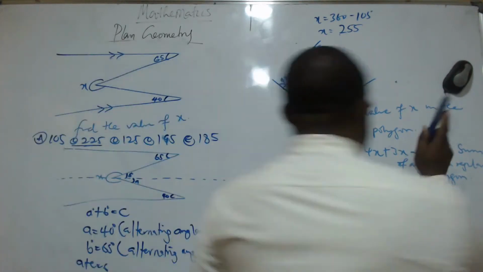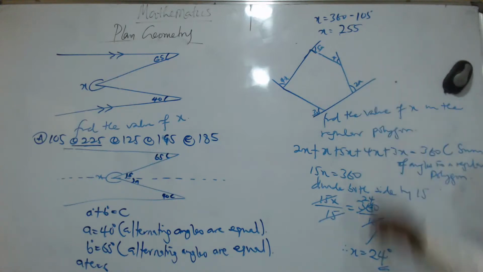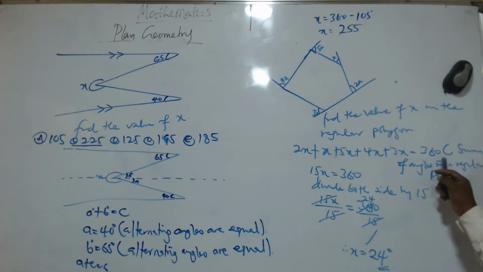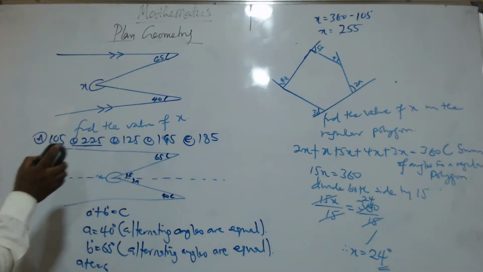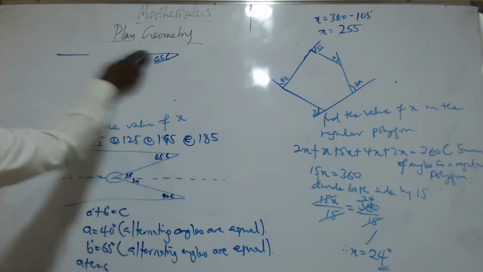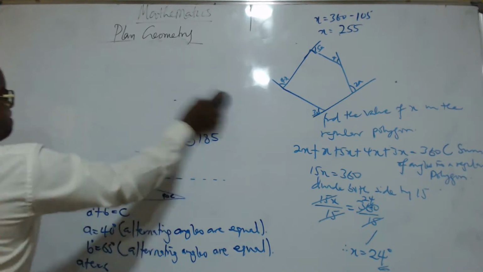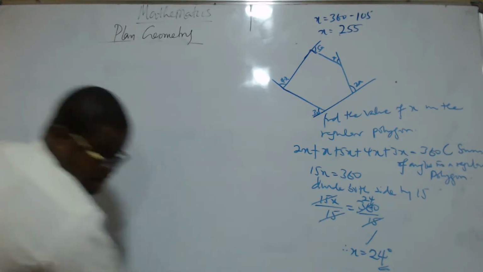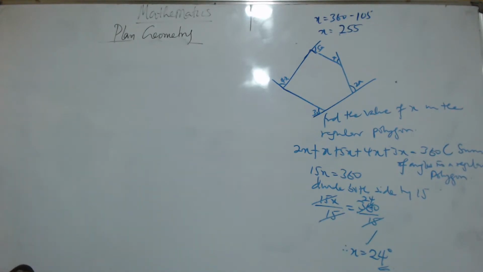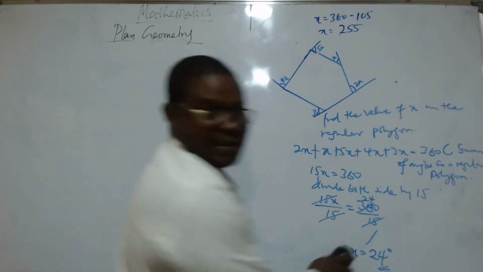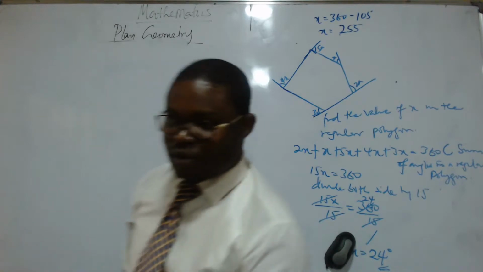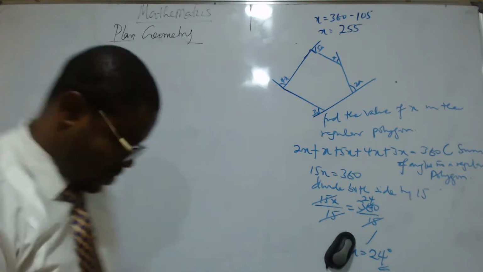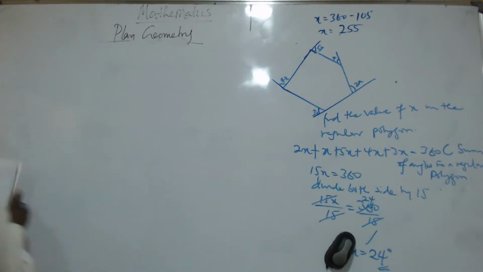Note, the addition of external angles in a regular polygon is 360 degrees. Okay? This one says, one more question.